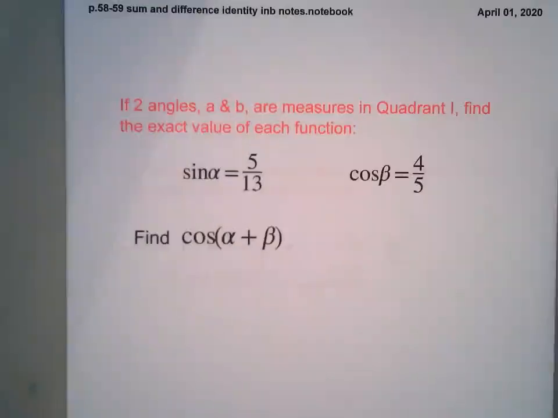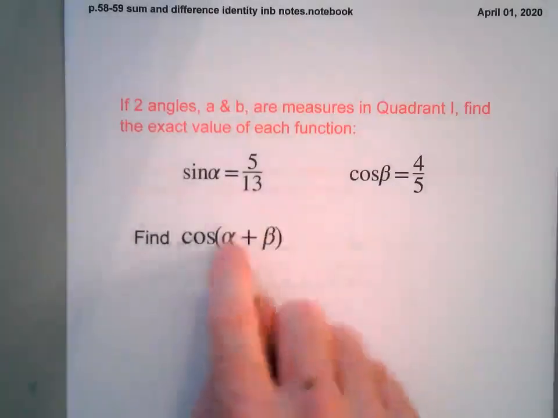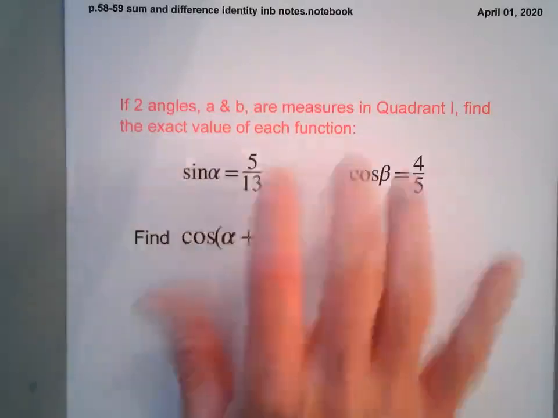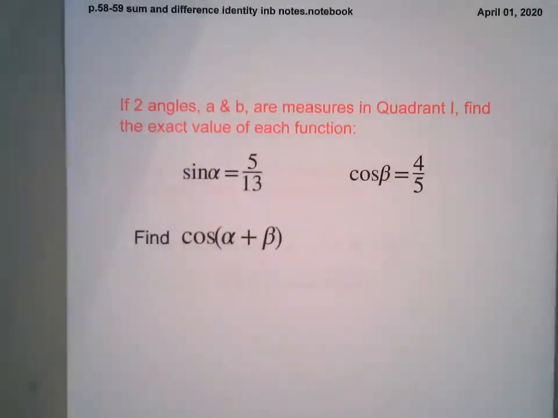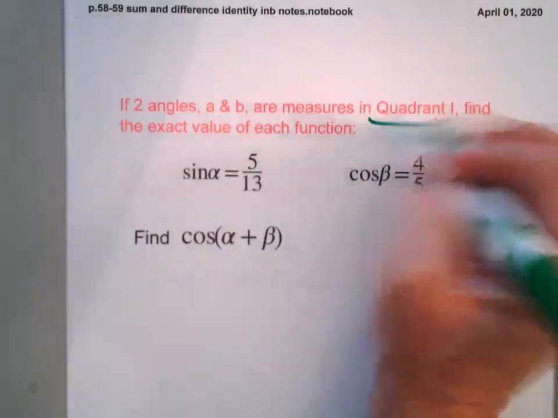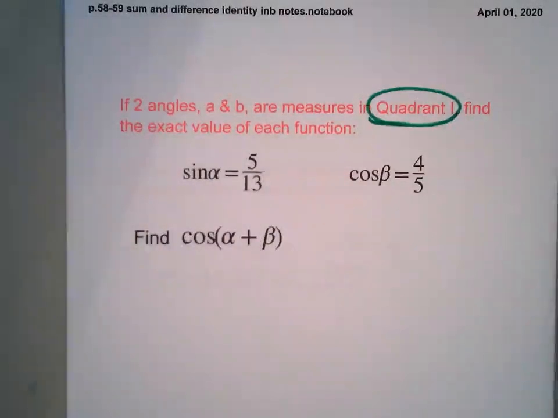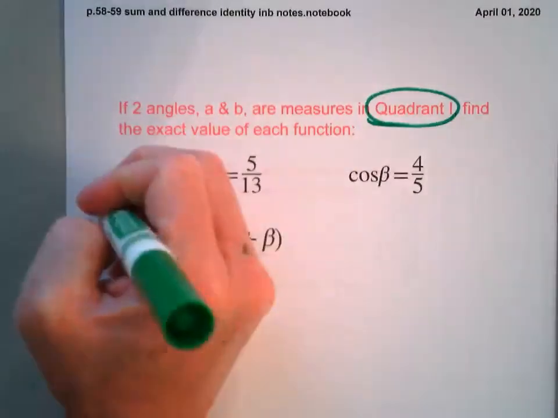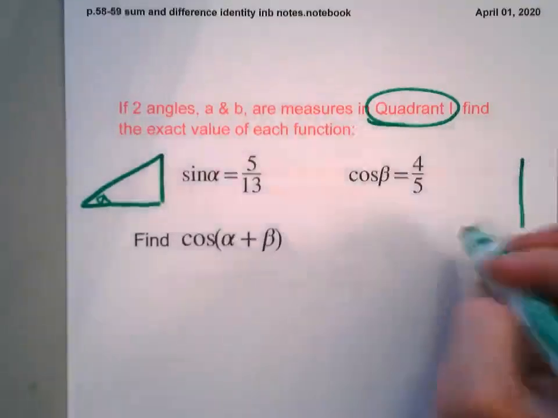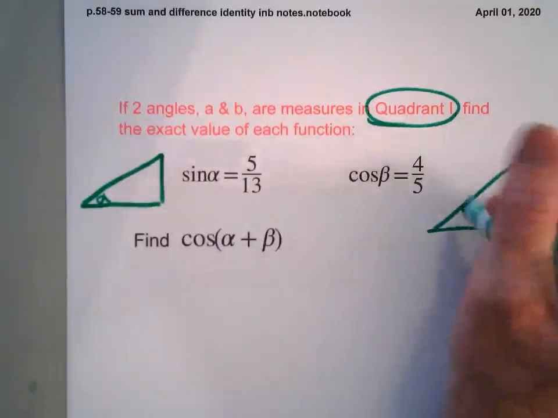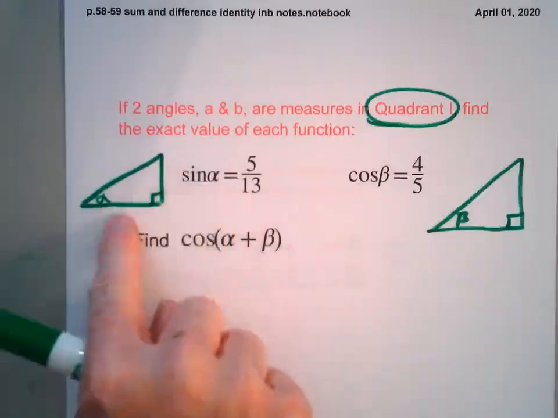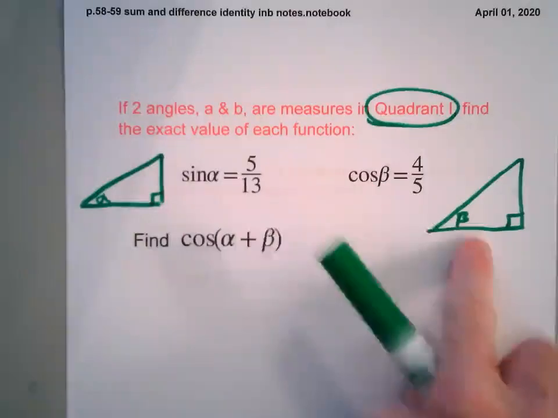This is more of a right triangle trigonometry problem, where we're going to use a cosine sum to find the exact value. So if you read this, it tells you have two quadrant 1 triangles. So make sure you draw the triangle correctly. This is the alpha triangle. This is the beta triangle.